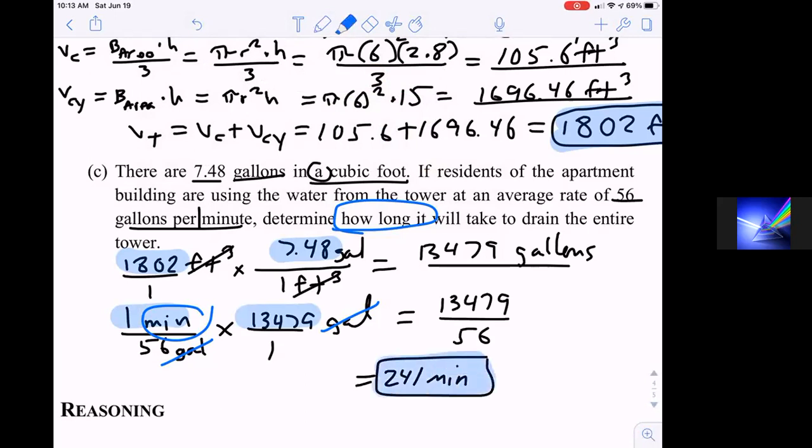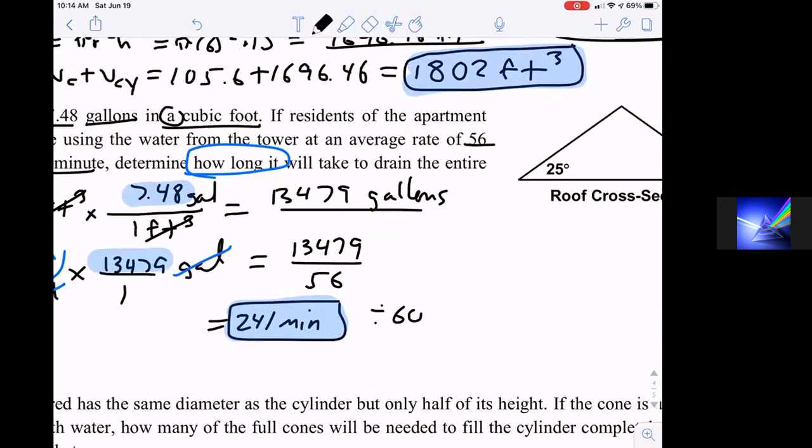Now, if you were to take 241 minutes and divide by 60, the fact that there are 60 minutes in every hour, right? Then you would also get the fact that this is around 4 hours. It's like 4.01 or 4.02 hours, a little over 4 hours.